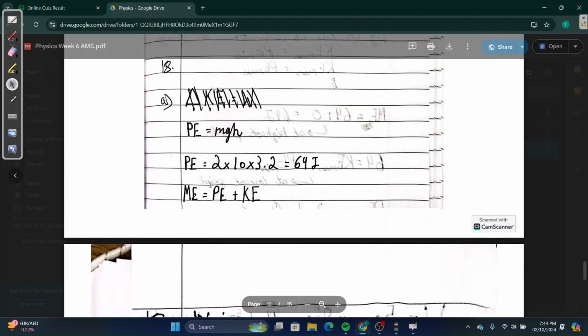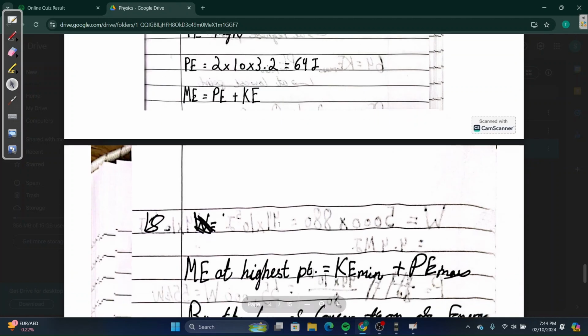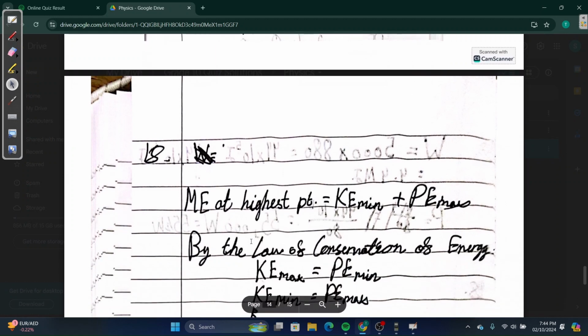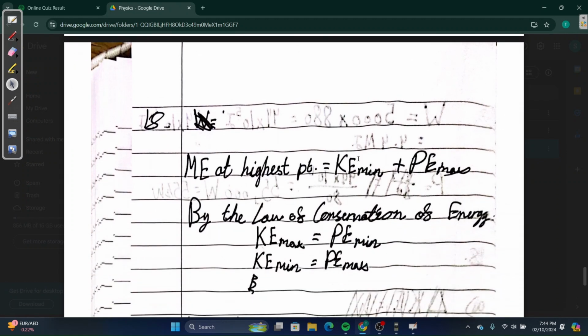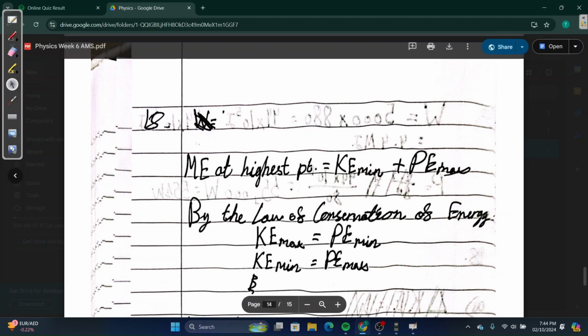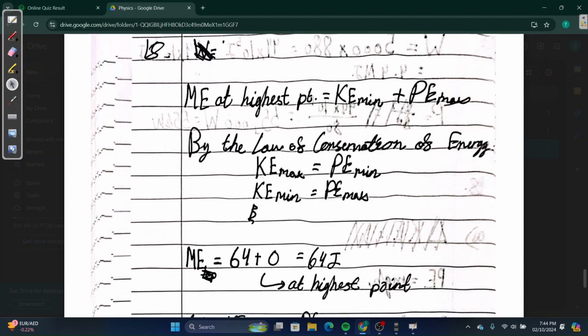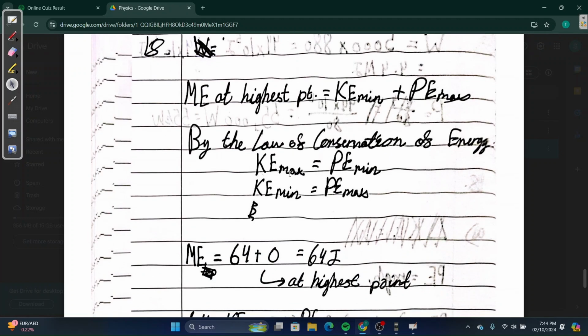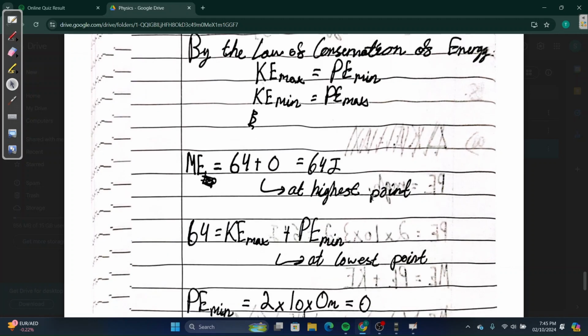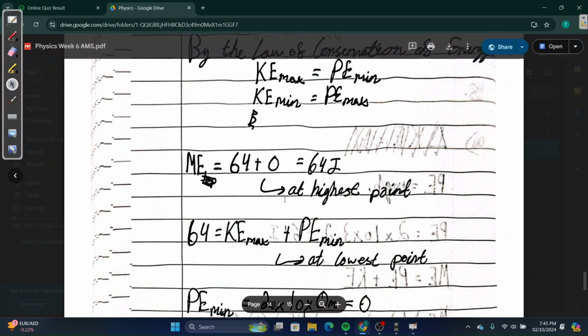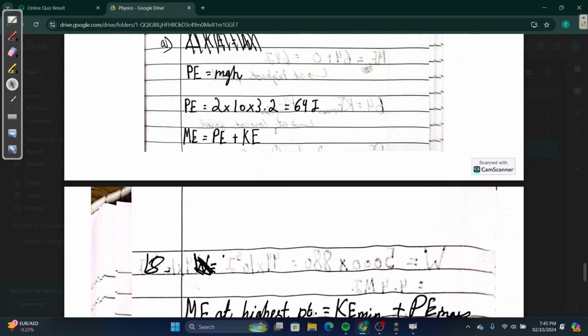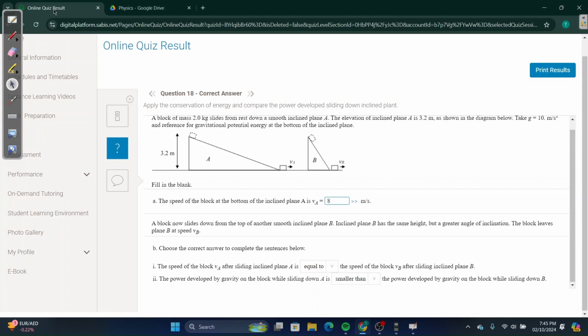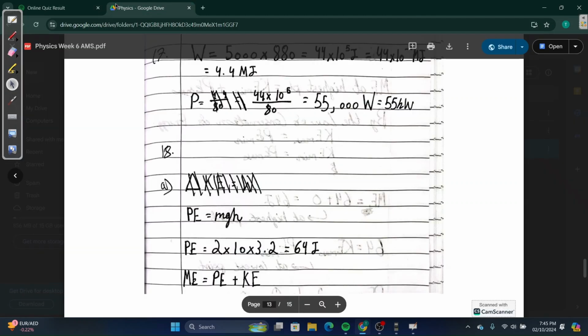Mechanical energy is potential energy plus kinetic energy. Okay. I explained this before. The mechanical energy at the highest point is the potential energy at the maximal point, and the kinetic energy at the minimal point. By the law of conservation of energy, the kinetic energy at the maximum is equal to the potential energy at the minimum, and the kinetic energy at the minimum equals the potential energy at the maximum. The inverse, basically. Remember it. Refer to the graph I gave you before. Mechanical energy at the highest point is 64 joules. And we found this is the potential energy at the maximum point. I know the height is 3.2. So that's our maximum point.